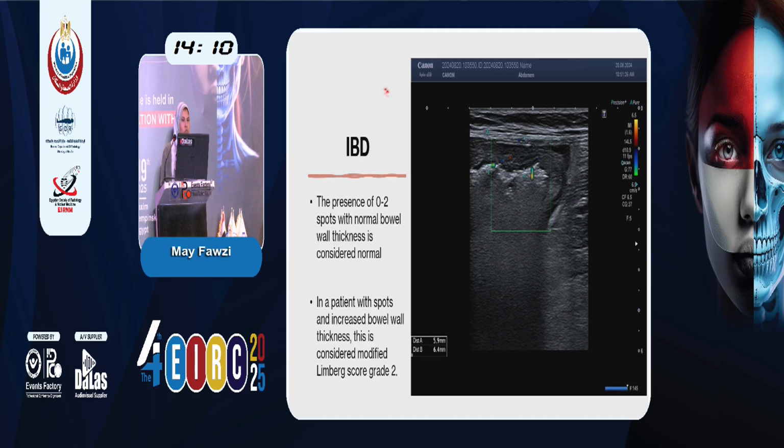But what about this colon? This is a colon too. Do I see any haustra? No. But I can see a wall that is thickened, hypoechogenic. I cannot see the submucosa, poor stratification, and there are color Doppler signals. So is that normal? No.